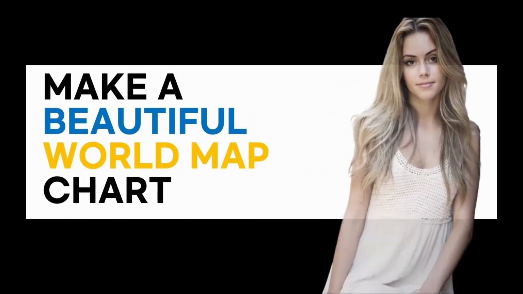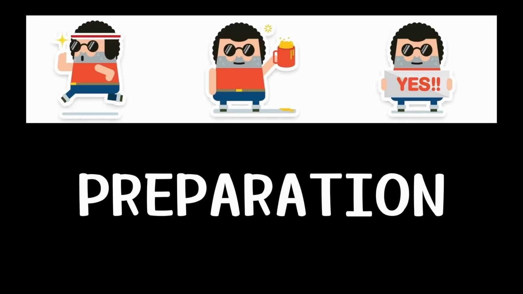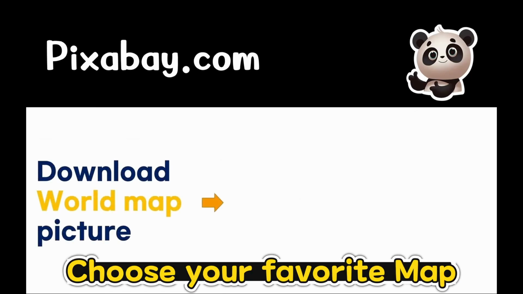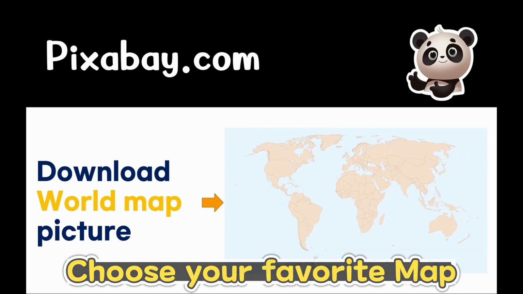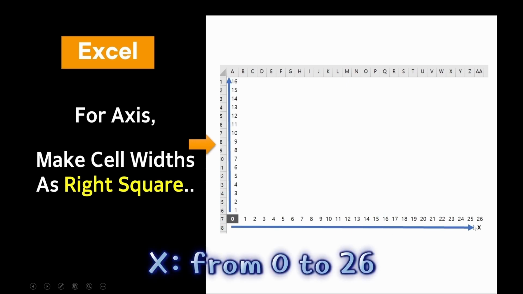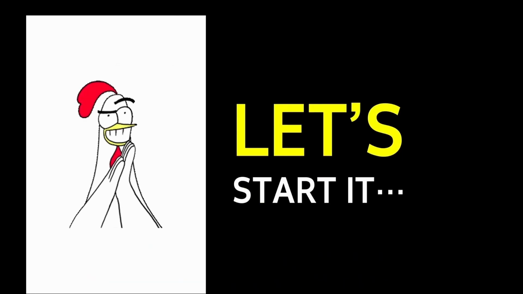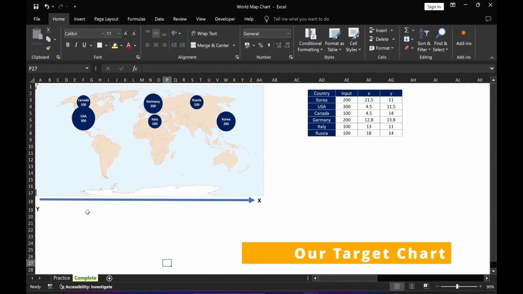In this time, let's make a beautiful world map chart. This is our target world map chart. As a preparation, we have to prepare two things. First, go to Pixabay, download world map picture like this. After that, open empty Excel file, make the cell width like square so you can see A and 1 are almost the same size. In same manner, you apply from 0 up to 26. For y-axis, go to 0 to 16. Then let's get started. This is gonna be our target picture.